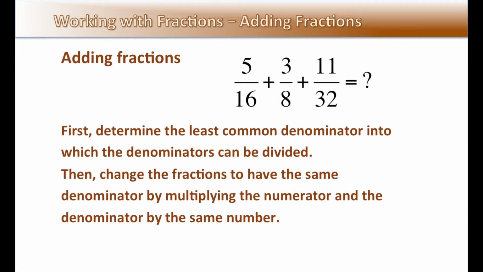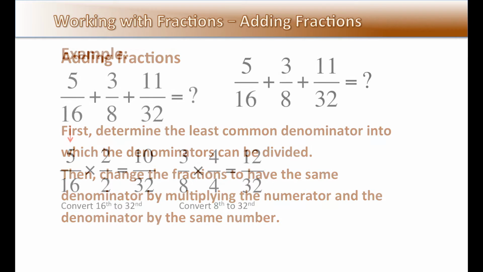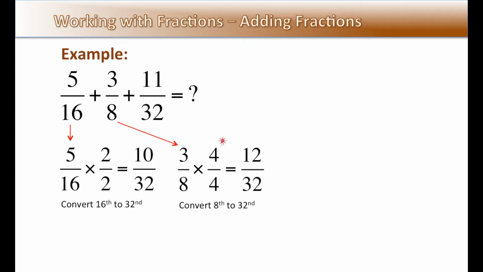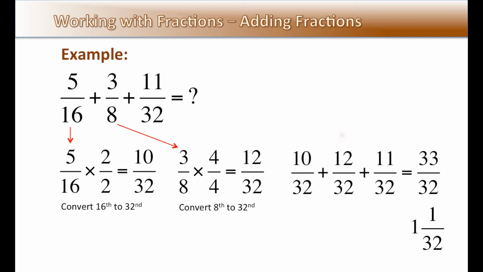When adding fractions together, first determine the least common denominator into which the denominators can be divided. Then change the fractions to have the same denominator by multiplying the numerator and the denominator by the same number. As seen here, multiply 2 over 2 to convert 5/16 to 10/32 and 4 over 4 to convert the 3/8 to 12/32. Now they can be added with 11/32. Now add the numerators together and you get 33/32. Finally, reduce to lowest terms and you get 1 1/32.